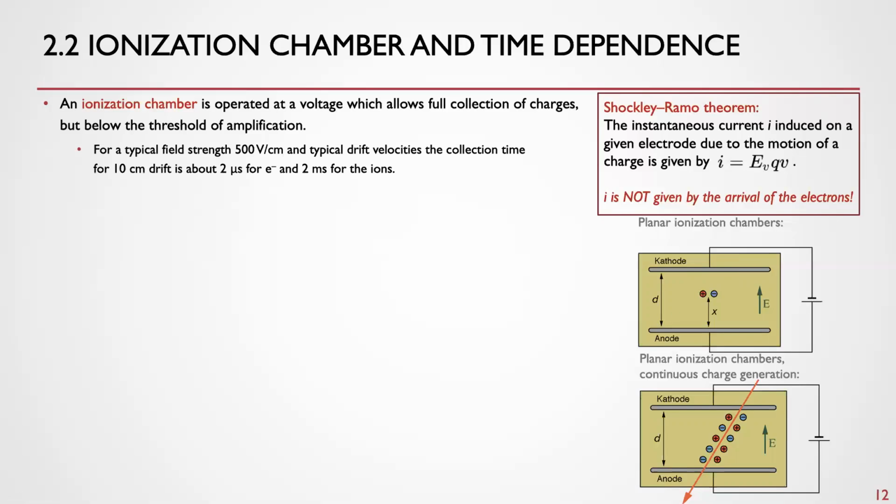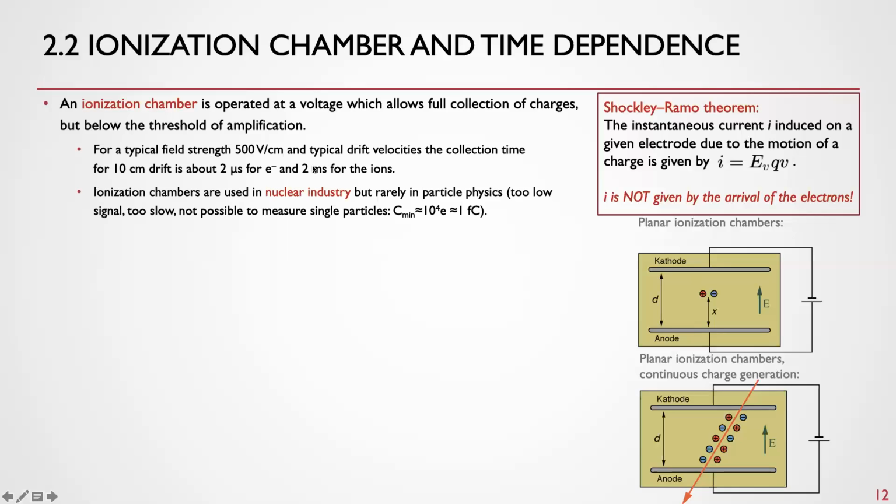So we have 500 volts per centimeter. Let's say we have 10 centimeters of drift space, and running the numbers on the previous slides gives us 2 microseconds for the electrons and in fact 1,000 or so more for the ions. The difference is always between a factor of 100 and 1,000. In short, the electrons are very fast, with very high mobility, and the ions have very slow mobility.